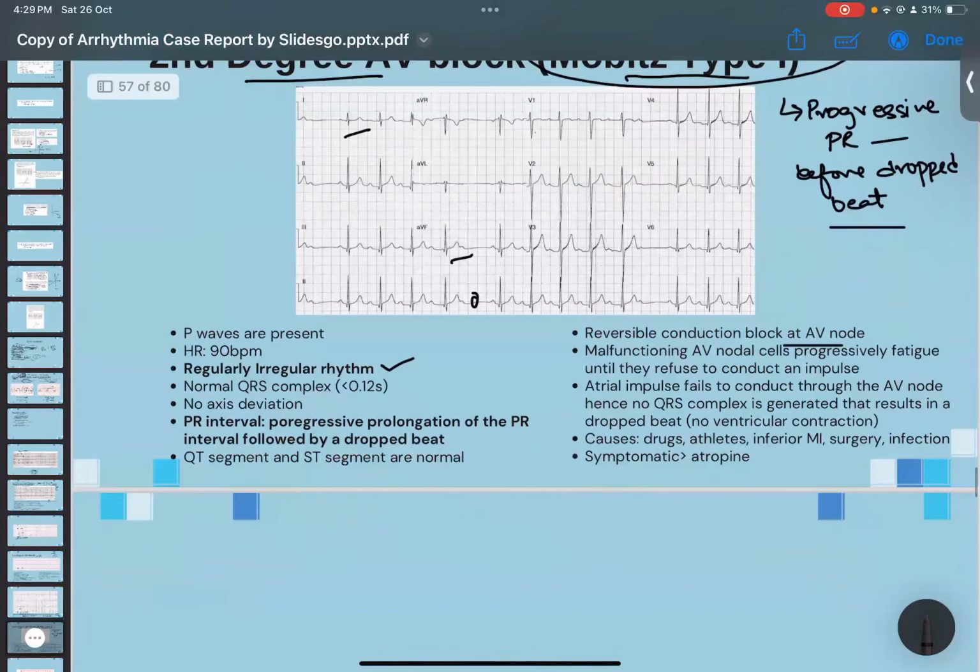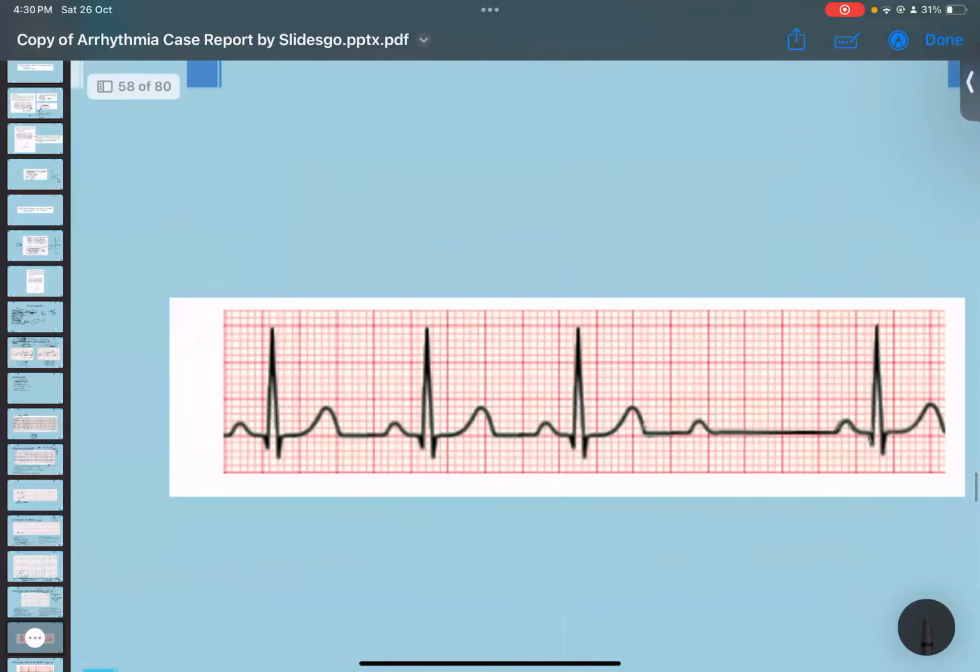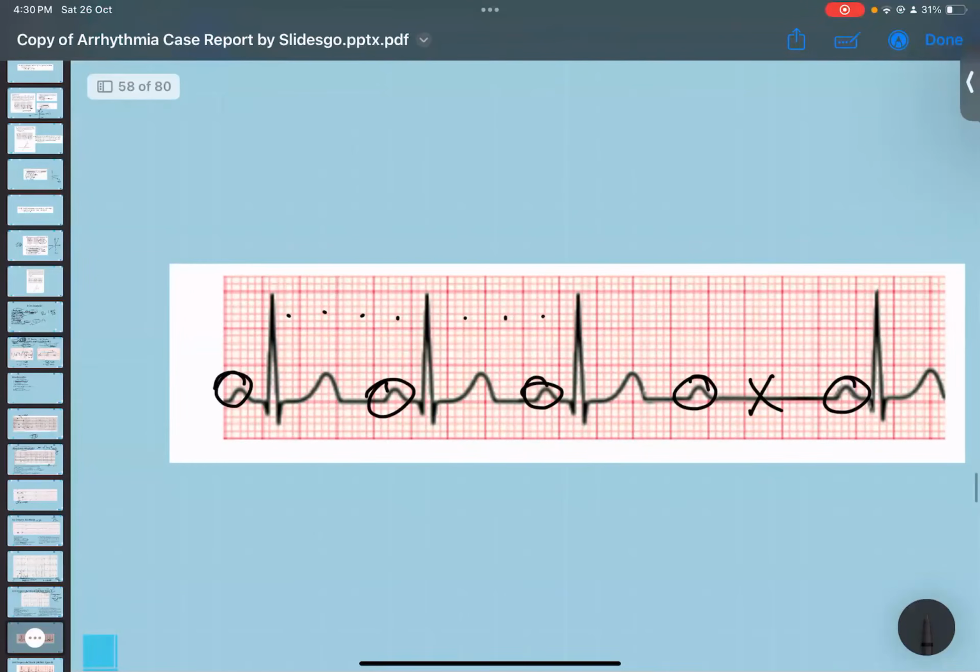Okay. Now coming to this one, visualize a P wave. Here's a P wave, here's a P wave, here's a P wave, here's a P wave. No QRS complex, a drop beat. P wave again. Now you want to determine the heart rate. So 1, 2, 3, 4, 1, 2, 3. Okay, and then obviously the RR interval here is quite long compared to the RR intervals here. So again, the rhythm is irregular. However, because there's a repeating pattern of drop beats, it's going to be a regularly irregular rhythm.